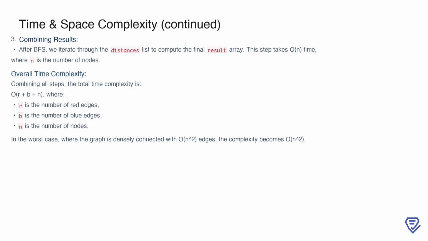However, in the worst-case scenario, when the graph is densely connected with O(n²) edges, the time complexity grows to O(n²), as the number of edges dominates the computation.